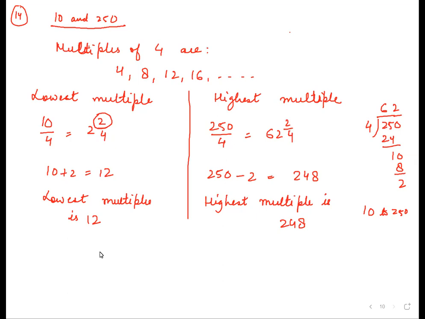Okay, so we have got the lowest multiple, we have got the highest multiple. So the series will start from 12, right? Then you add 4 to it, you get 16. Then you add 4 to it, you get 20. And then it will actually end at 248. So this is the series.